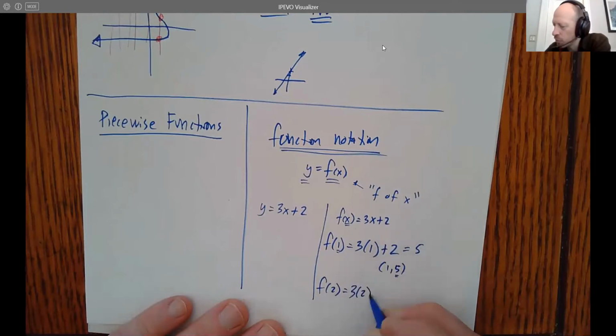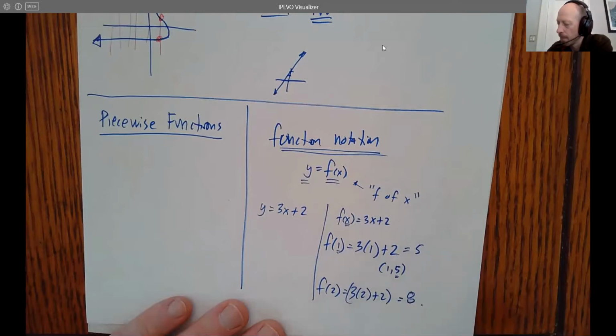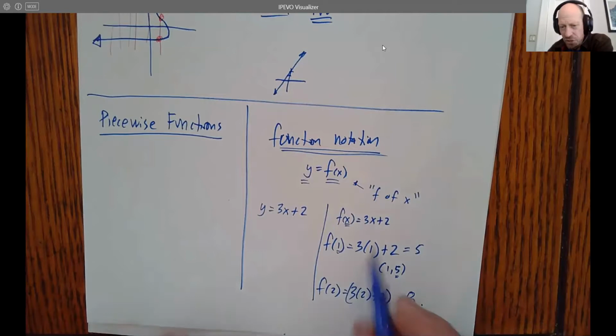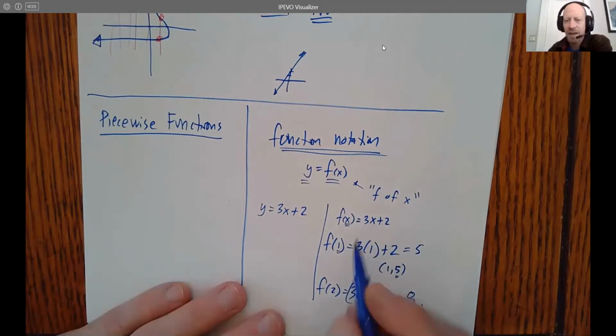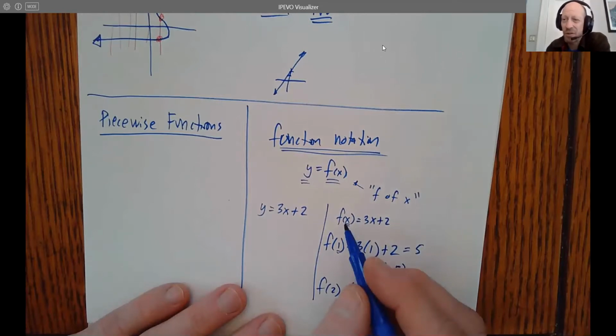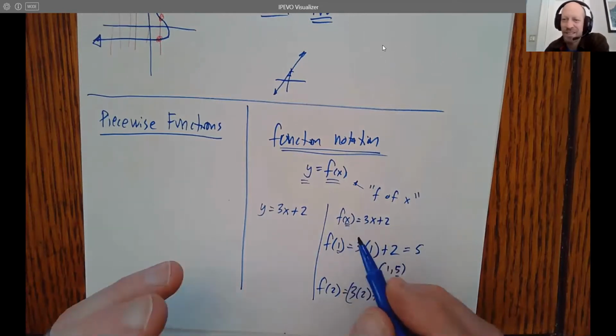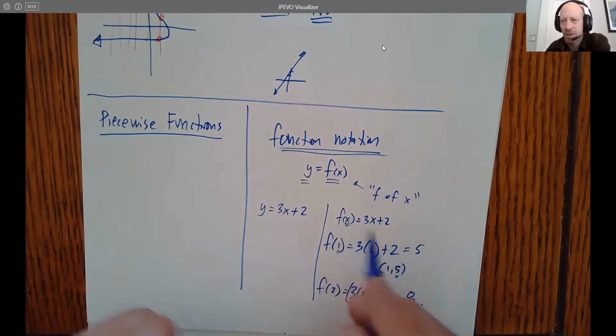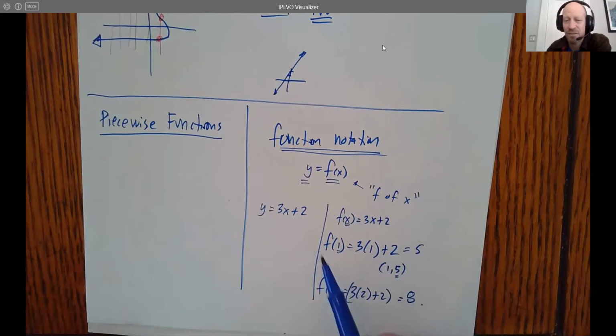3 times 2 plus 2. So I don't need that extra parenthesis there, right? But 6 plus 2, that would be 8. Okay. So for this given relationship, I can calculate at all these different values. F of x is the symbol that I use to keep track of that. It doesn't mean F times x or anything like that. It's just a way of writing y, but it has some nice advantages for us.